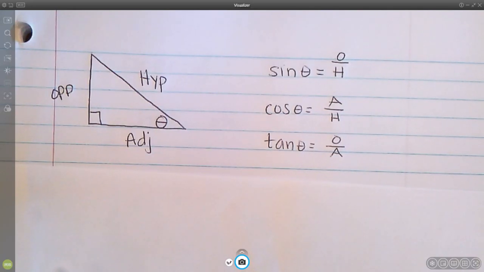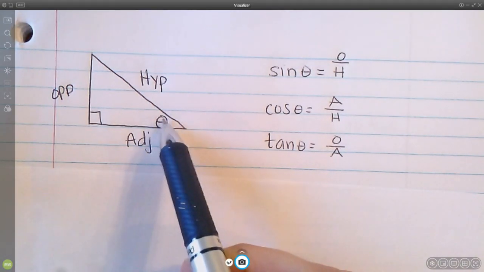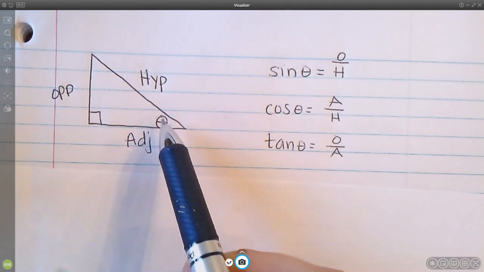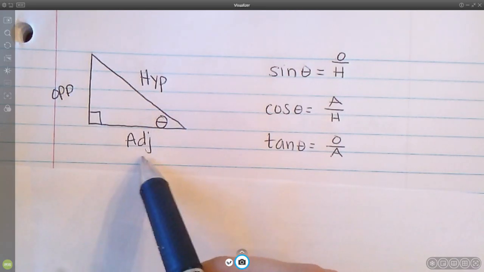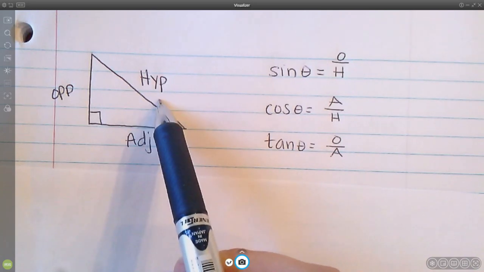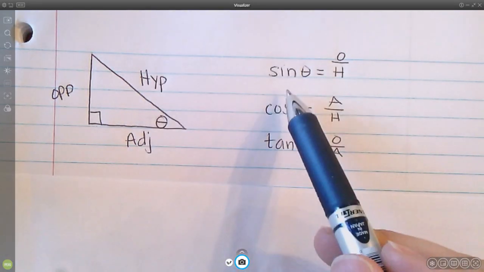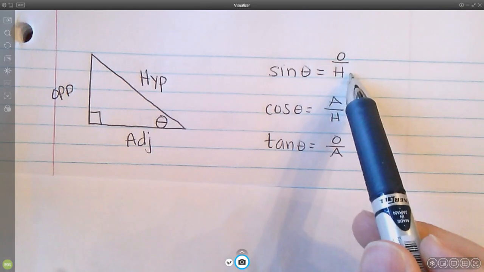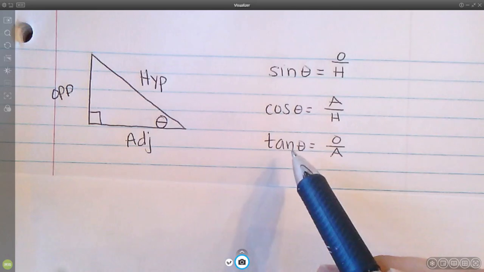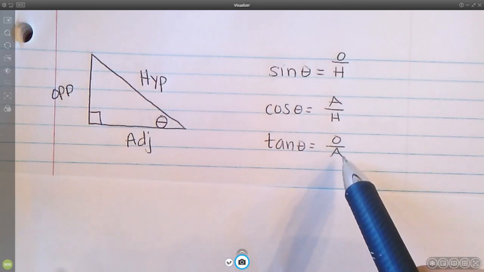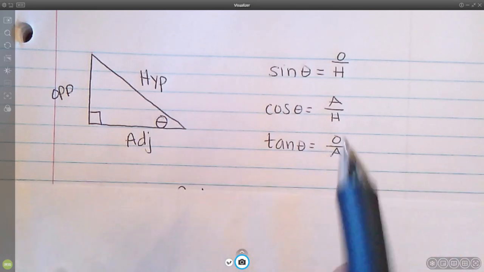All right. So back in Integrated 2, you learned these three trig ratios. I'll just remind you real quick how they work. This angle right here is your reference angle. From this reference angle, this side length is opposite, this side length is adjacent, and this side length is the hypotenuse. Your sine ratio is opposite over hypotenuse. Your cosine ratio is adjacent over hypotenuse, and your tangent ratio is opposite over adjacent. So you have those three.